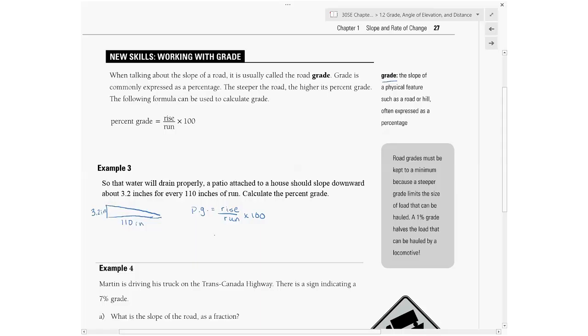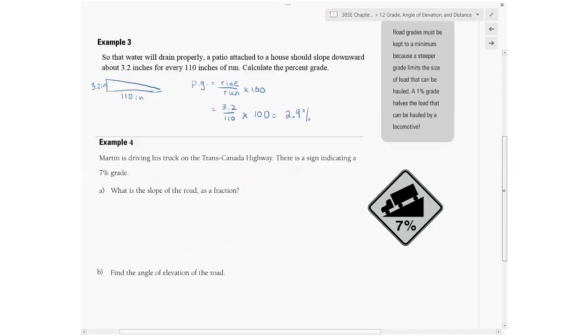So rise over run, well, the rise is 3.2, the run is 110, and then times 100, and that equals, let's throw that into our calculator. We got 3.2 divided by 110 times 100, I missed a 0 here, times 100 equals 2.9, and that's percent. So there's a 2.9% grade. Let's do example 4 right away.